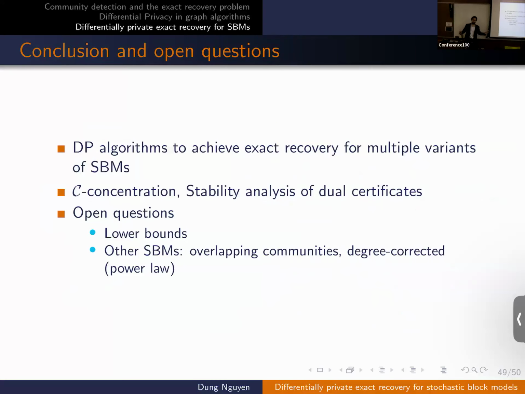And second, we are trying to expand this framework to solve other variants of the SBM. For example, the one where we have overlapping communities or the power law SBM, so it better models real-life networks. There are several other types of SBM that people are considering in the literature, and we are trying to see if the framework here can expand to other variants.